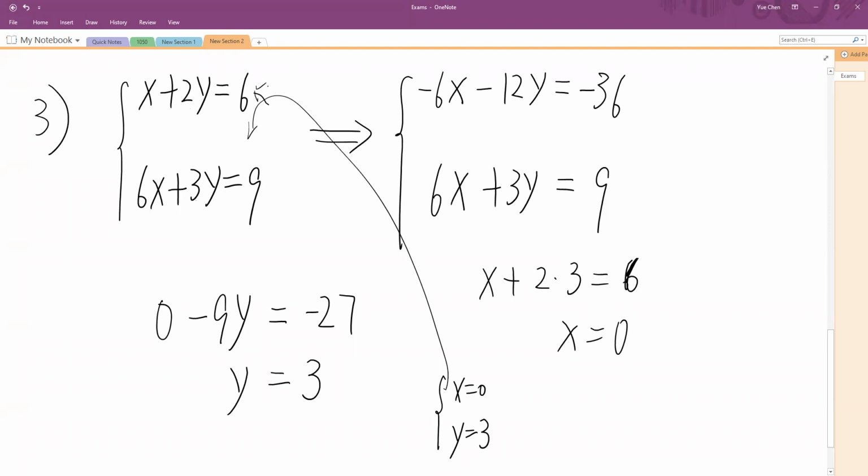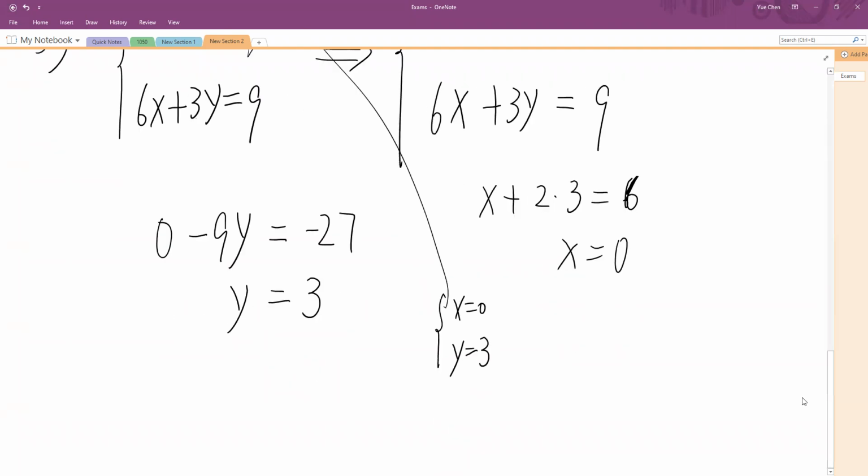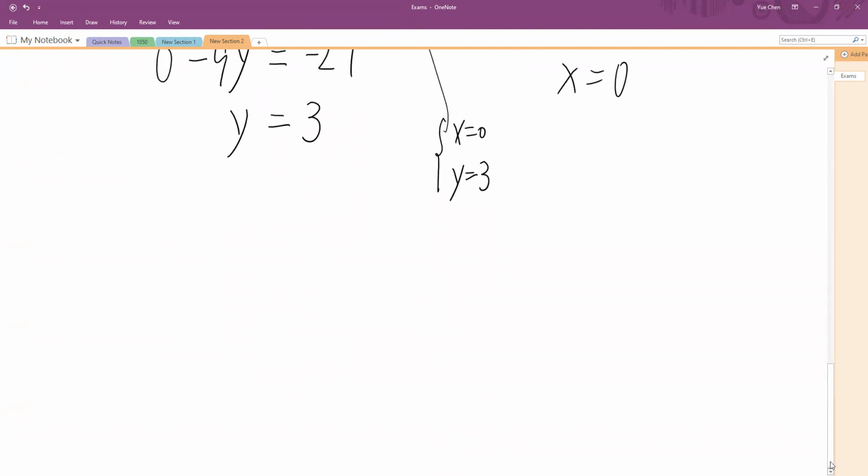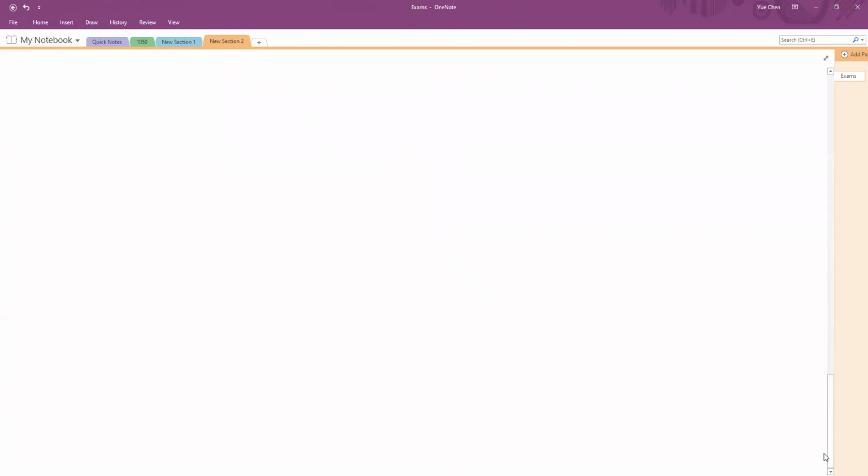So this is number 3. Number 4, okay. So there are 3 possible outcomes for graphing the system of linear equations, right? Because it's hard to test you, so we just use some word problems. This kind of word problem helps you to understand. So we have 3 cases, right?